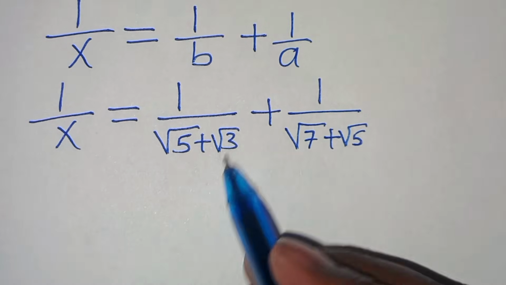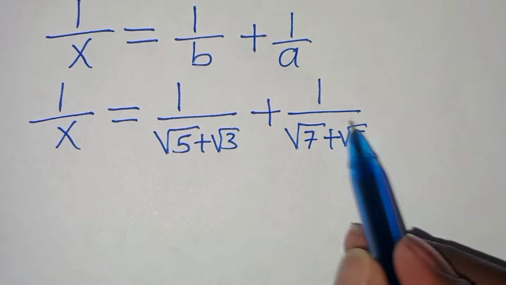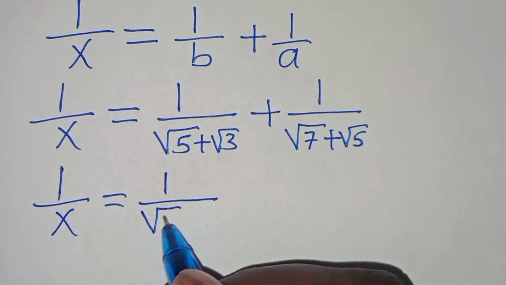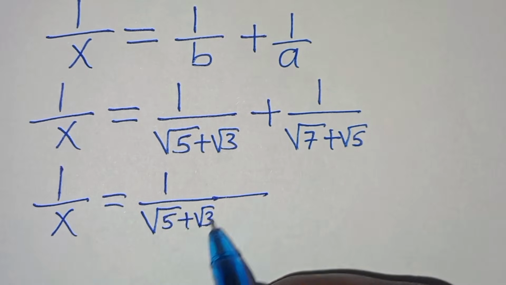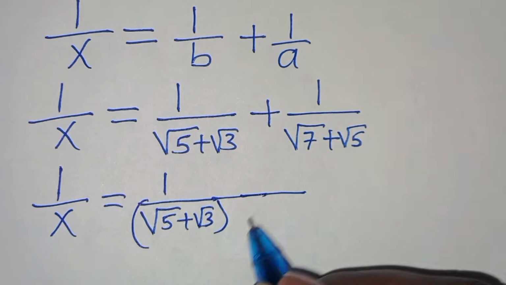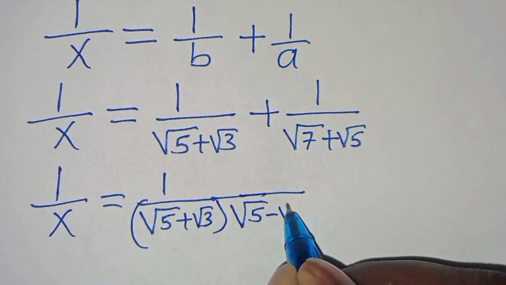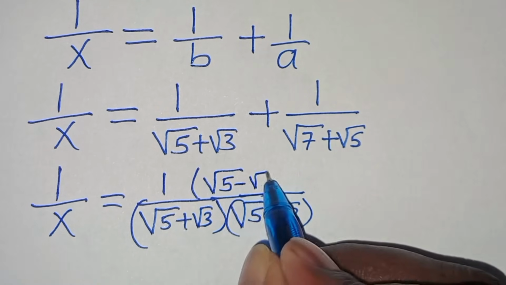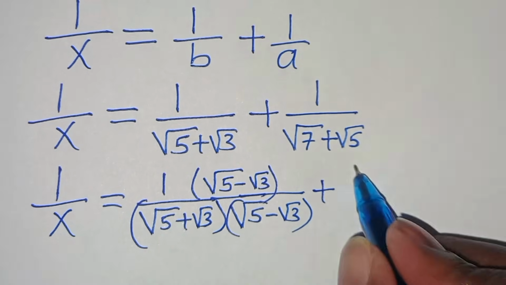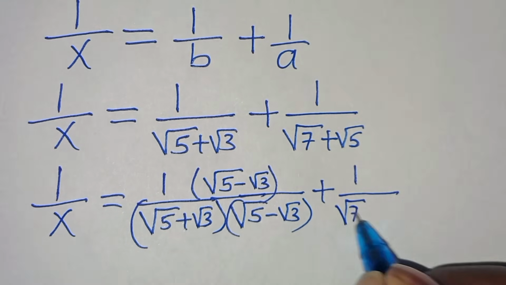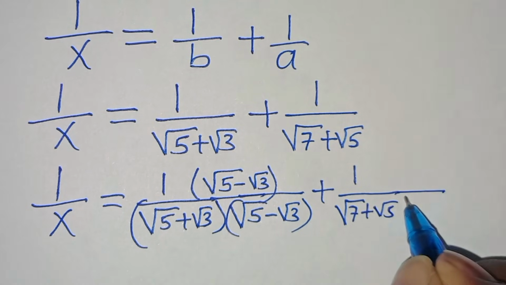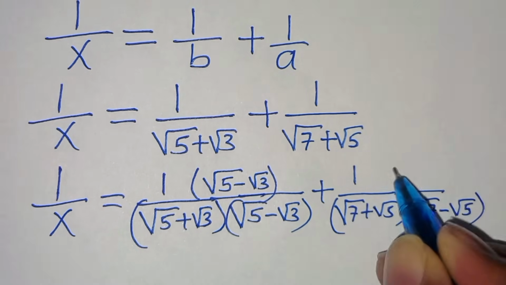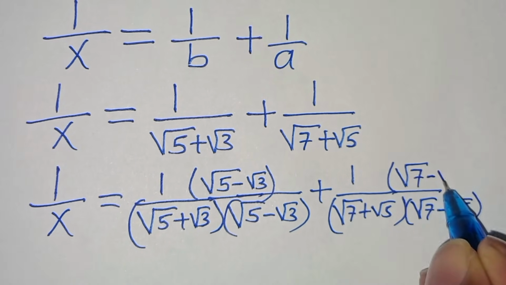Now the next step we are going to do here, let's rationalize the denominator, so that we have 1 over x equal to 1 over square root of 5 plus square root of 3. So here we introduce a conjugate, which is square root of 5 minus square root of 3. Let's also multiply the numerator with the conjugate, square root of 5 minus square root of 3, then plus 1 over square root of 7 plus square root of 5. So let's multiply with the conjugate here, which is square root of 7 minus square root of 5. Let's also multiply the numerator with square root of 7 minus square root of 5.